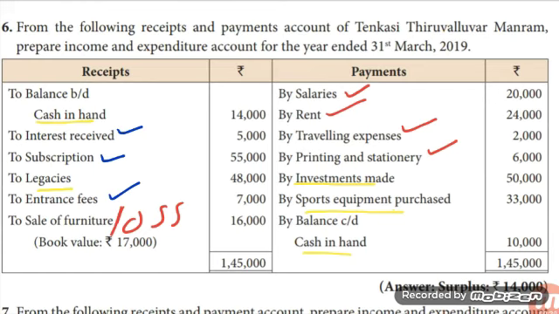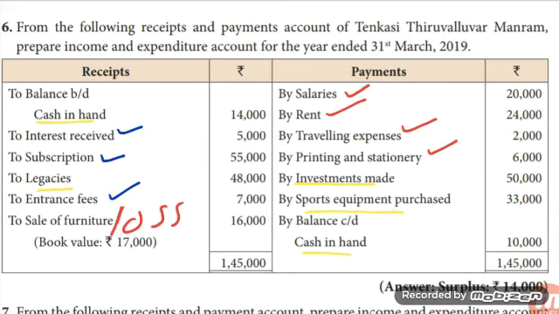Next, interest received is a revenue receipt. Subscription, revenue receipt. Legacy, it is not a revenue receipt. It is a capital receipt. So, you need not take. Next, entrance fees, it is a revenue receipt. Next, sale of furniture. Children, sale of furniture is a capital receipt.